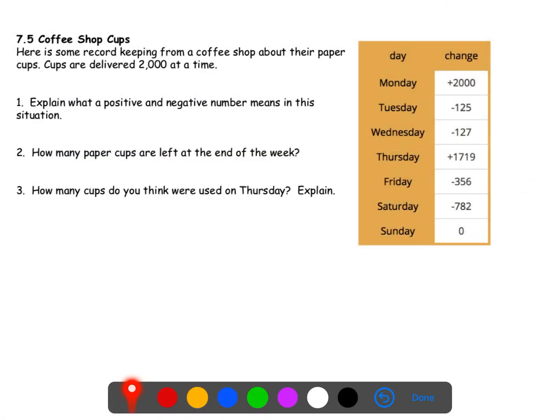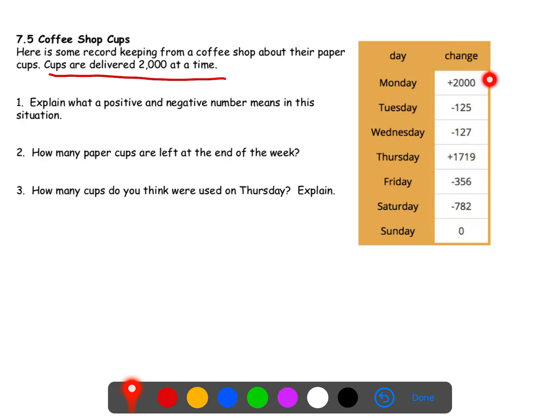Our next question talks about a coffee shop. Here are some record keeping from a coffee shop about their paper cups. Cups are delivered 2,000 at a time. So first, it says explain what a positive and negative number means in this situation. Let's look here. We've got all the days of the week listed, and then we have change, positive and negative. So this is the change in the amount of cups that the coffee shop has each day.